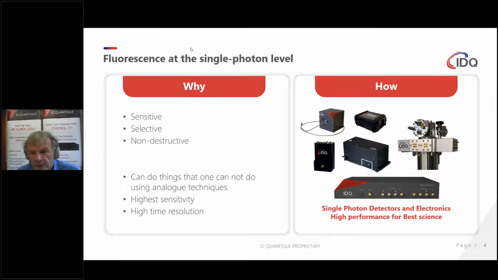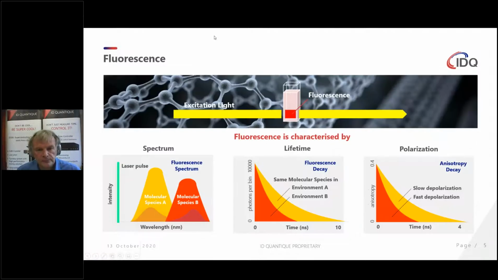How do we measure that? You can see on the right-hand side of the slide some of the instrumentation that we use. On the top, you can see the range of detectors, SPAD detectors for visible and infrared, a superconducting nanowire detector, and on the bottom, the ID900, our electronics. Let me first go back and explain some concepts.